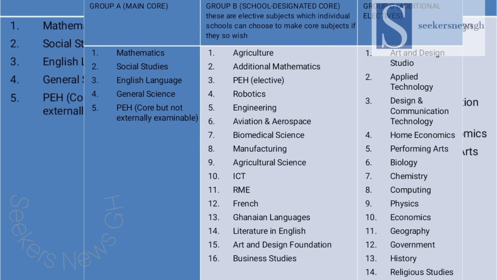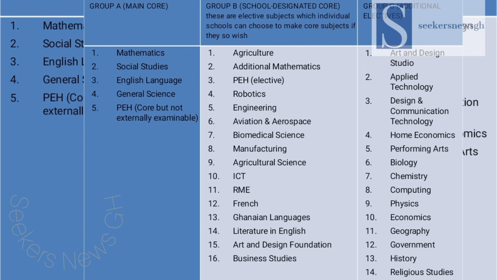So here, we have Group A, Group B, Group C. Group A is the main core. The various core subjects now will be mathematics, social studies, English language, general science, and PEH, that is physical education and health. Core but not examinable or externally examinable.